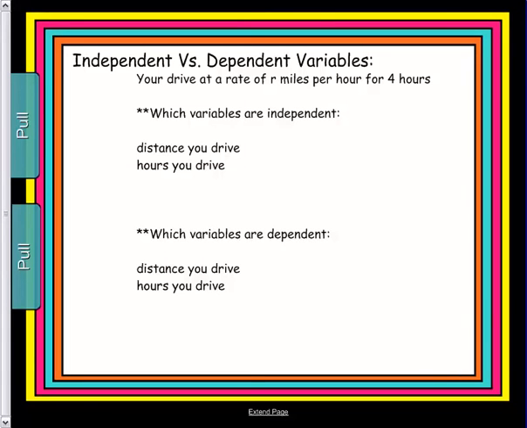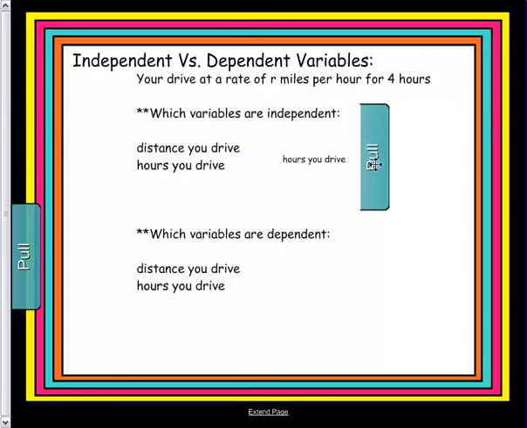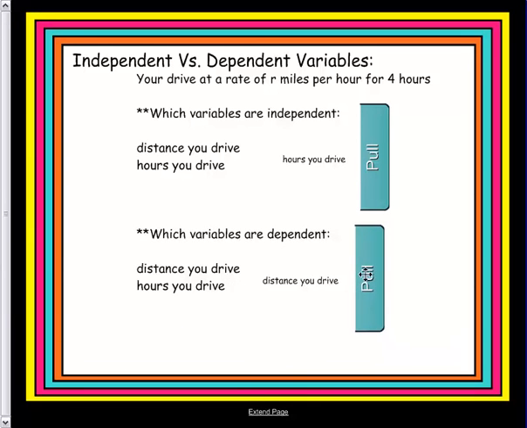Let's look at another one. You drive at a rate of R miles per hour for 4 hours, okay? So which variable is independent? The distance you drive or the hours that you drive? Okay, the more hours that you drive, the further you're going to go, which means that the distance is dependent on the hours, which are independent.